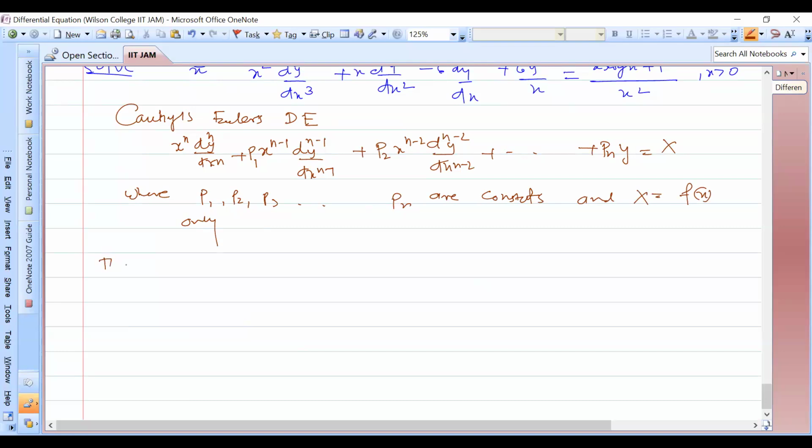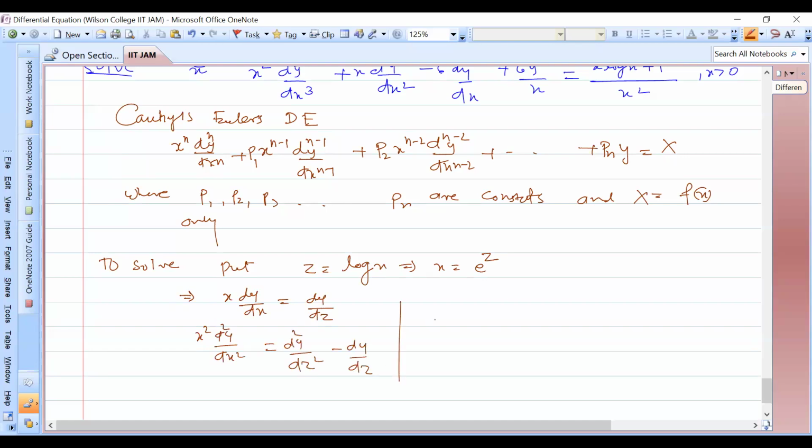To solve, put z equals log of x, which implies x equals e raised to z. Then x dy by dx equals dy by dz, x square d2y by dx2 equals d2y by dz2 minus dy by dz, and x cube d3y by dx3 equals d3y by dz3 minus 3 times d2y by dz2 plus 2 times dy by dz. Agreed?